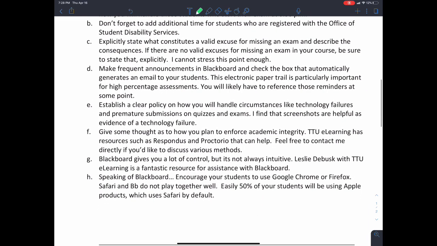So point B, please don't forget to add additional time for those students who are registered with the Office of Student Disabilities. If you have any questions at all about what accommodations that are listed in their letter of accommodation that apply to your distance course, I urge you to reach out to the Office of Student Disability Services. Dr. Larry Philippi is the managing director over there. They're incredibly helpful, and they will spend as much time with you as you need to make sure that you understand what you need to do for those students.